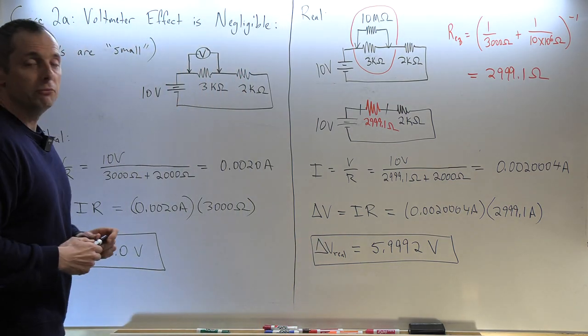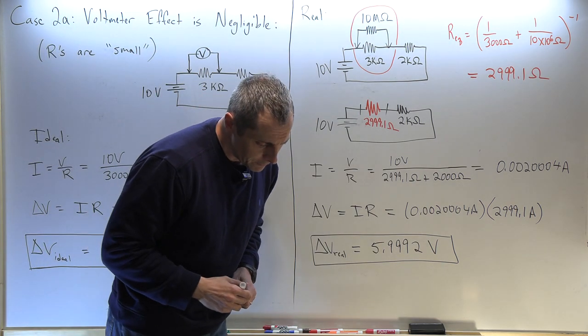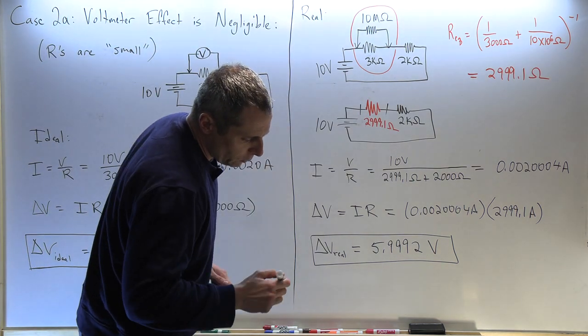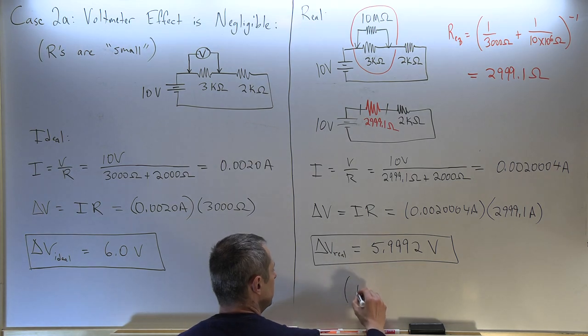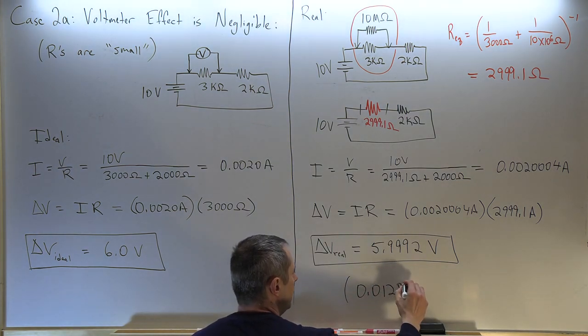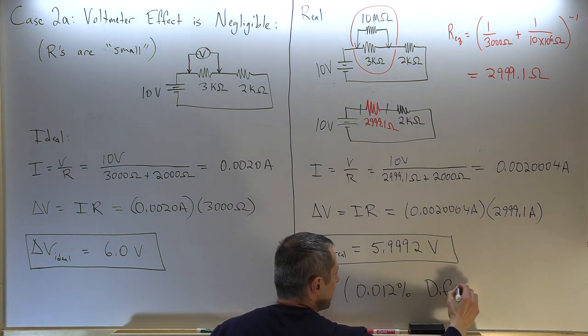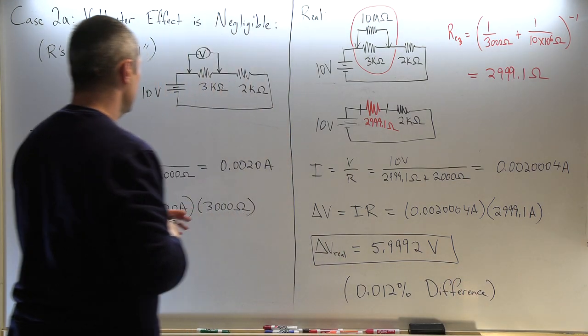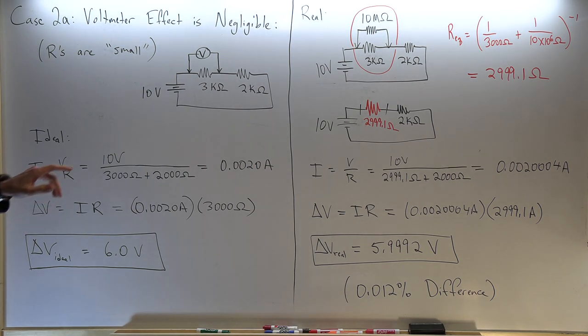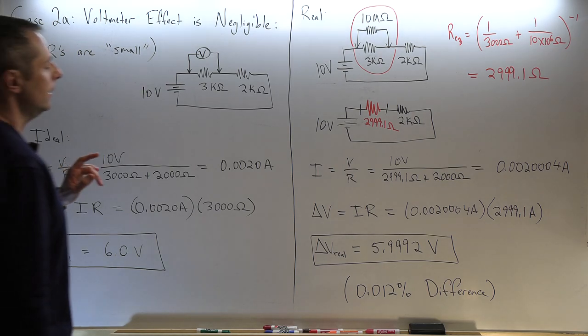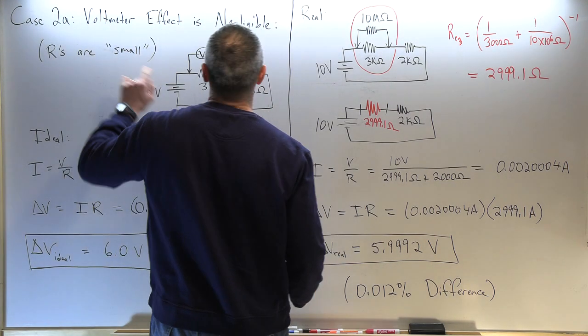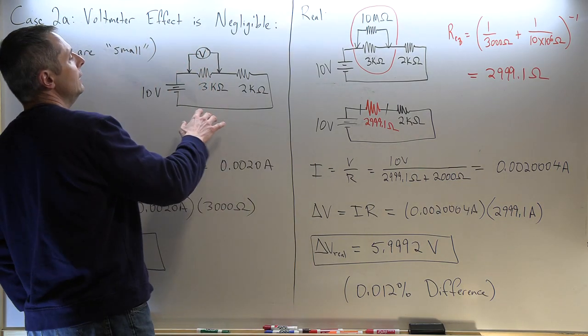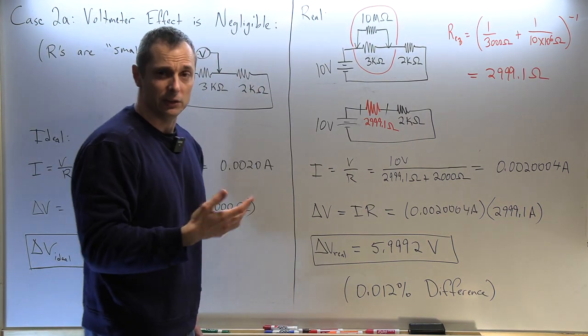Not much of a big deal. In fact, if you calculated a percent error here, you would get 0.012%. So this is 0.012% difference. So there it is, ideal calculation, real. Let me create a pause to allow you to catch up if you need it. So again, not much of a difference if the resistances are small. They could still be in the thousands, but they have to be smaller than the millions.